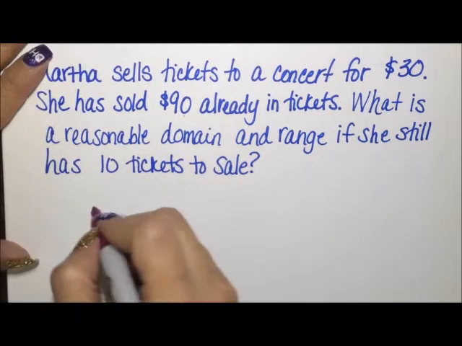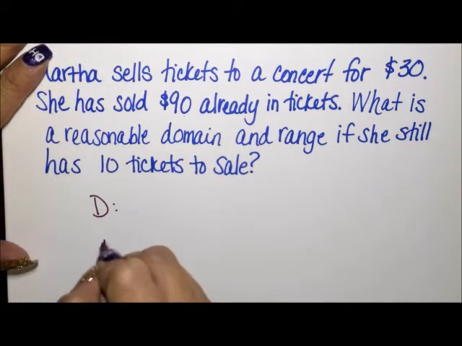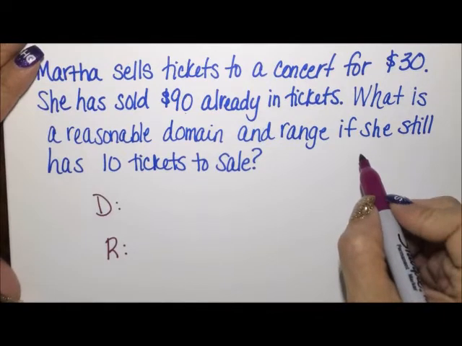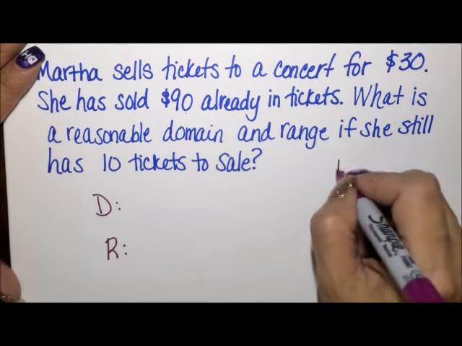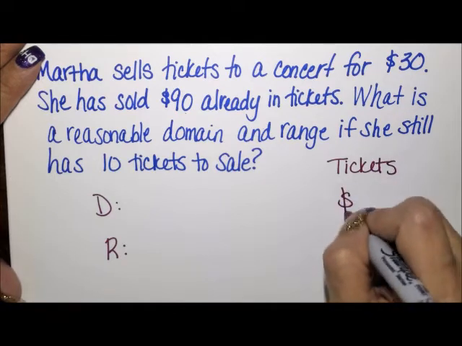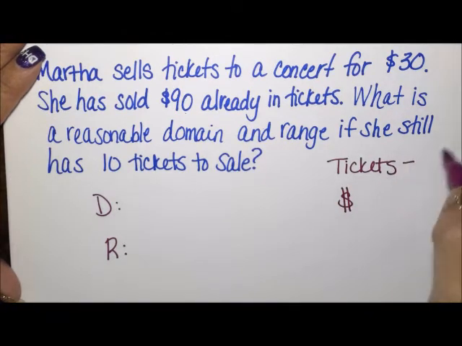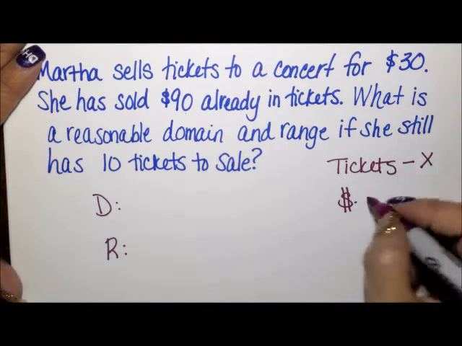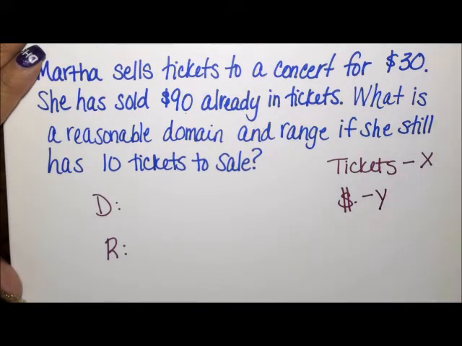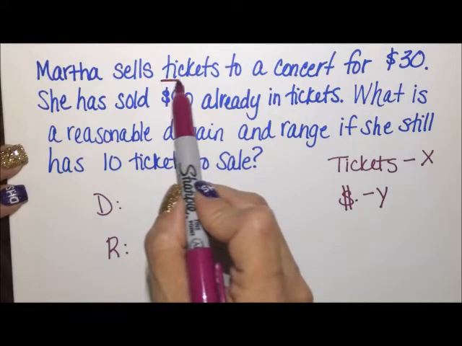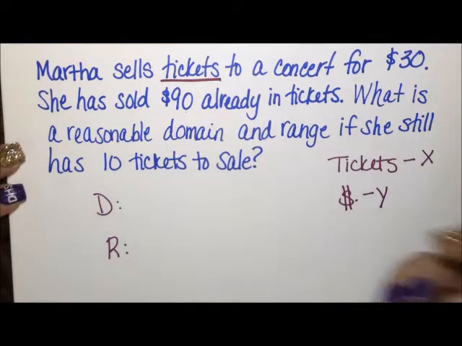Okay, so good old Martha, she's selling these tickets. So if I were to graph it, or maybe I'll just write like this. I've got tickets that I'm selling, and I've got money that I'm making. Tickets will be what I sell, and the amount of money I make, well, that depends on how many tickets I sell. So X is going to be the domain, Y is going to be the range. All right. How many tickets can she sell?